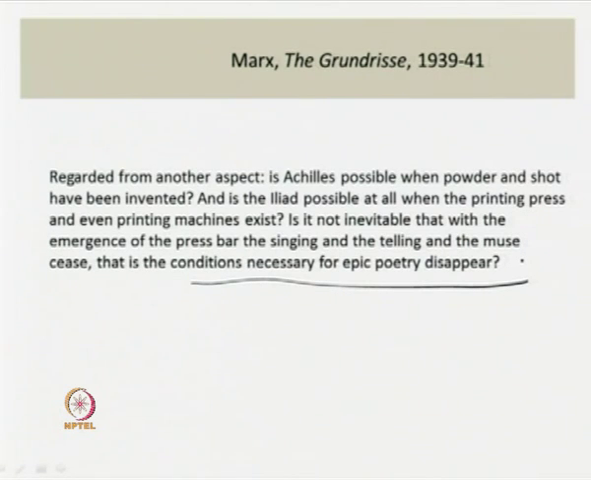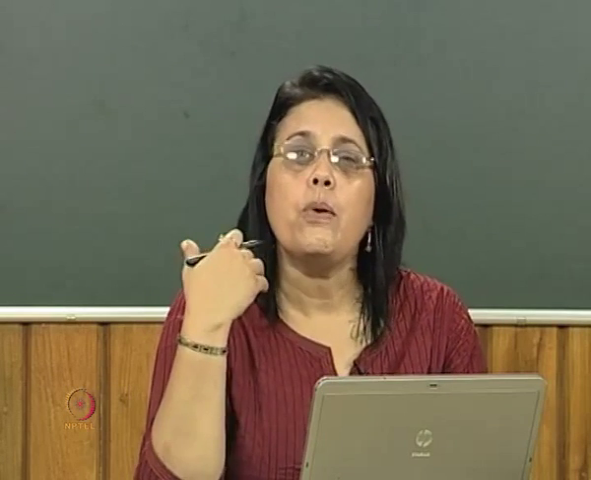In this question, really, he is giving us a statement that the way of the epic, the nature of the epic, is bound to disappear with the disappearance of a certain material way of life. Do you understand? He says the singing, the telling and the muse, these cease to exist. These factors of the epic cease to exist with the emergence of the press.